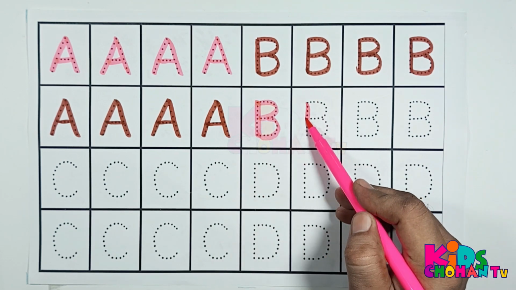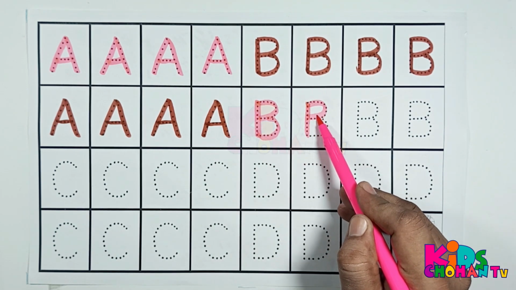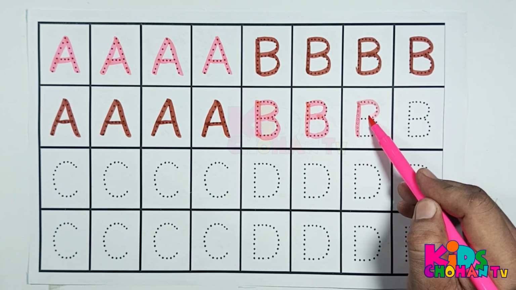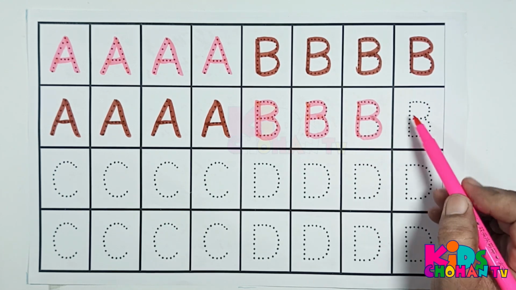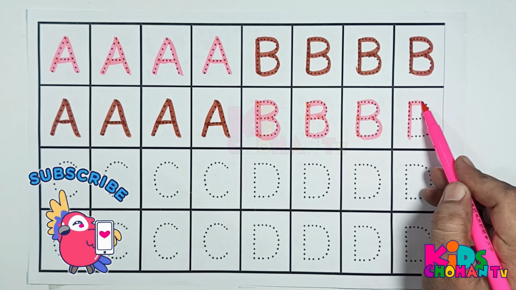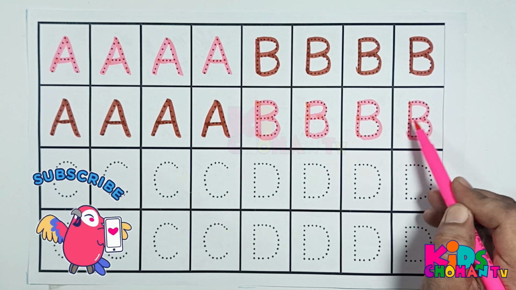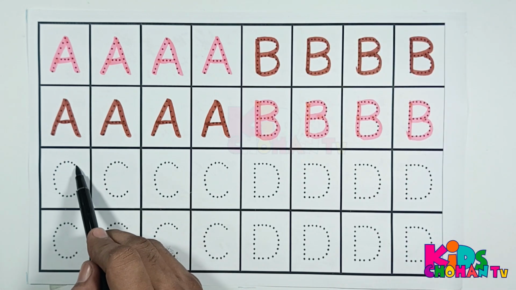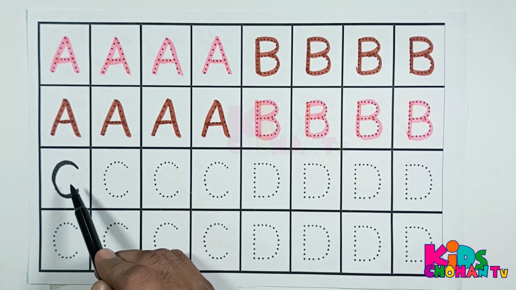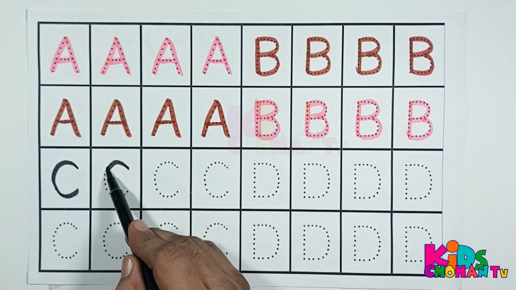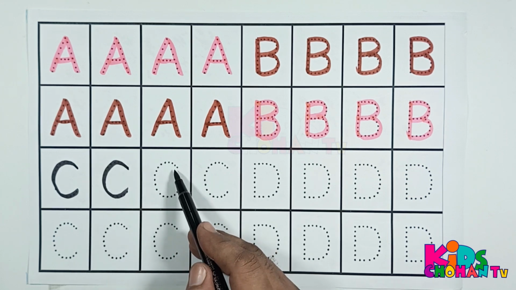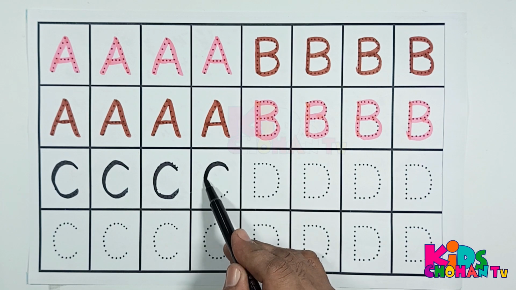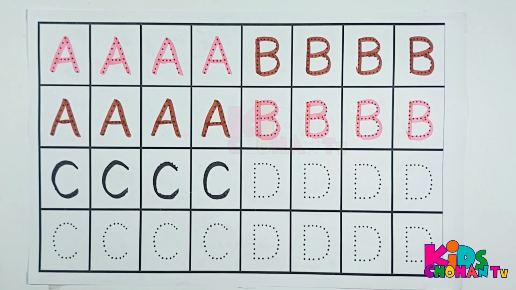B for balloon. B for bat. C for cat. C for car.